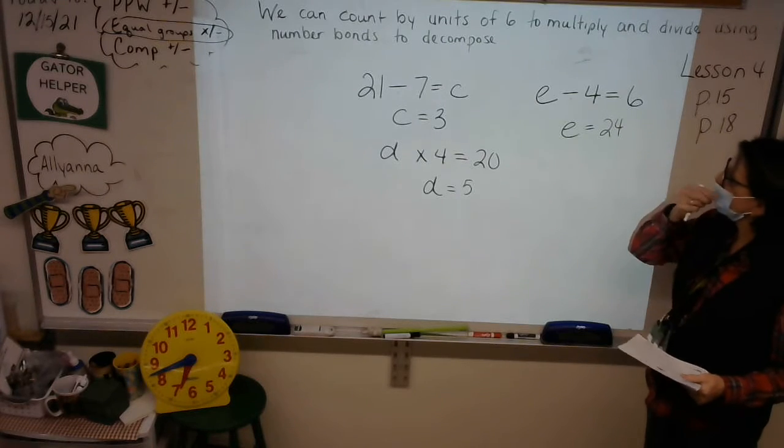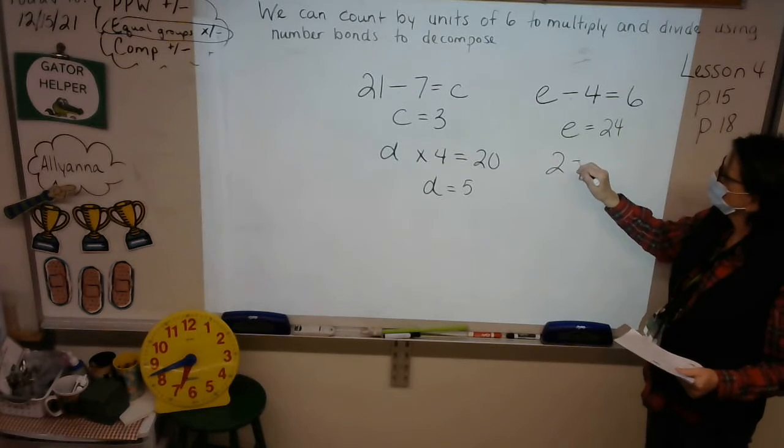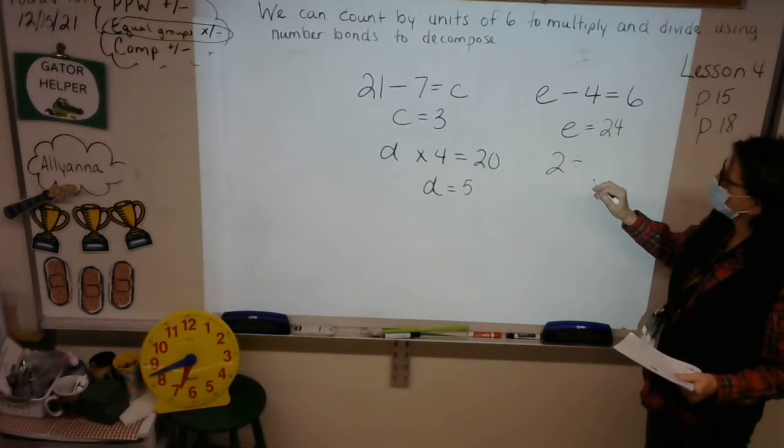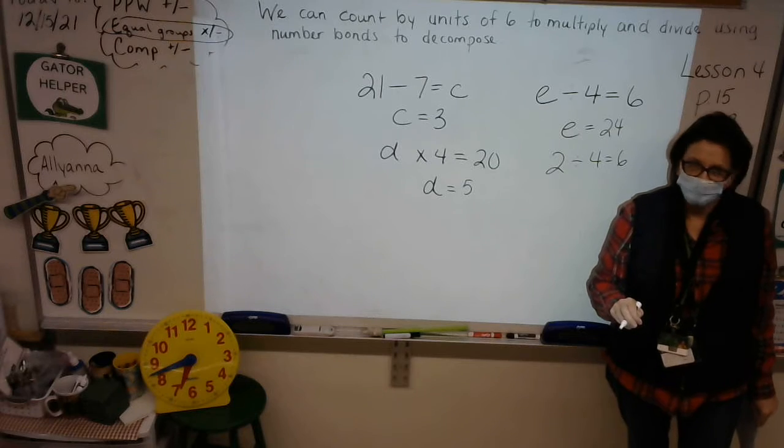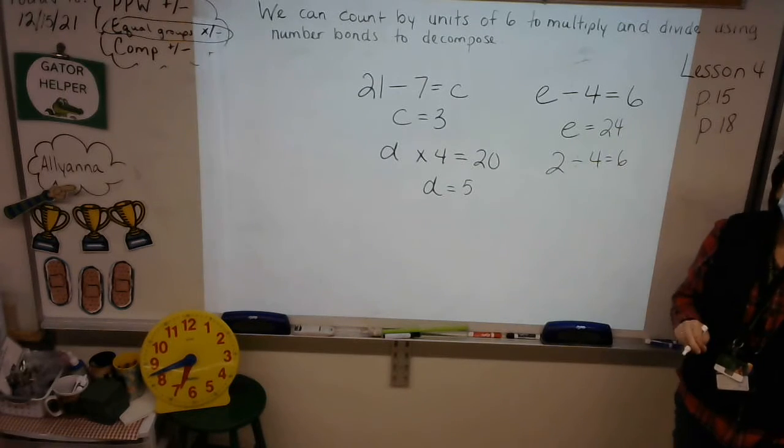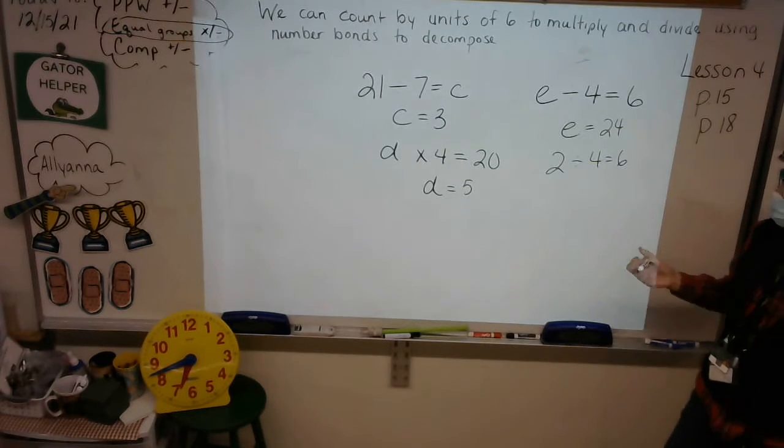Think about it, boys and girls. If you put the number 2 in here, which some of you said, 2 divided by 4 equals 6. Does that make sense? No, it doesn't. So sometimes a good strategy is to just guess and check.